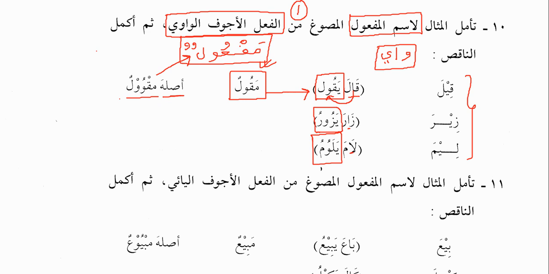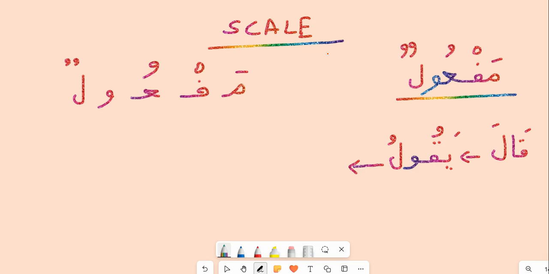So let's go back to the whiteboard. Now let's see the scale. As I have told you, the scale is maf'ulun, and here I have written all the letters separately. The first verb that we came across was qala, and the present tense, as you know, is yaqulu. Now let's keep the letters. As I told you before about the root letters, the qaf and the lam are the original letters. They will not get deleted.